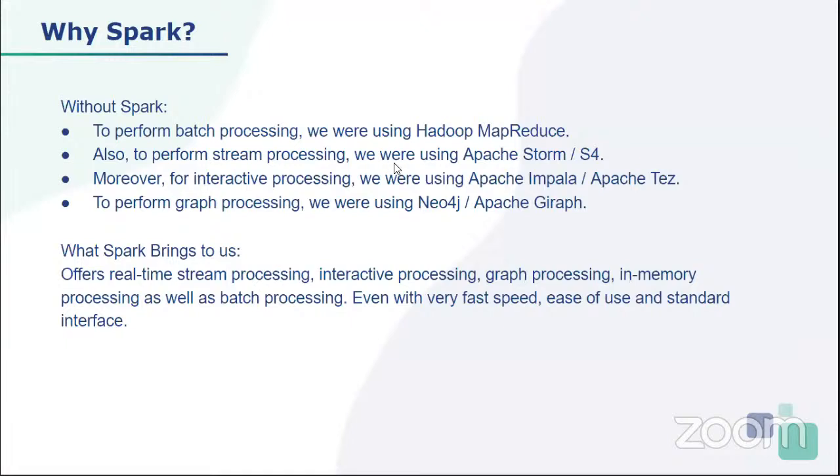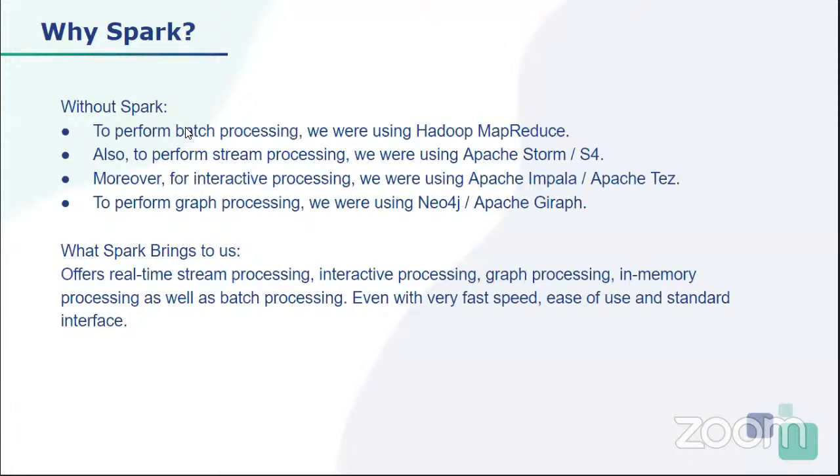Hadoop MapReduce and all, we talked about the various ecosystem of Hadoop: Apache Storm, Impala, and various other things. Hadoop MapReduce performs batch processing, where you gather data and then process it in a batch. Apache Storm is one of the frameworks you can use for stream processing, Impala can be used for interactive processing, and for graph processing there is Apache Giraph.